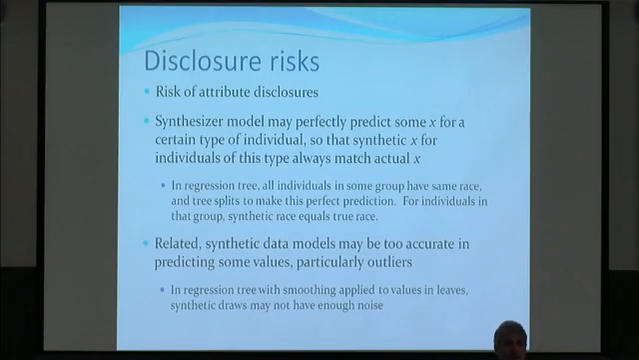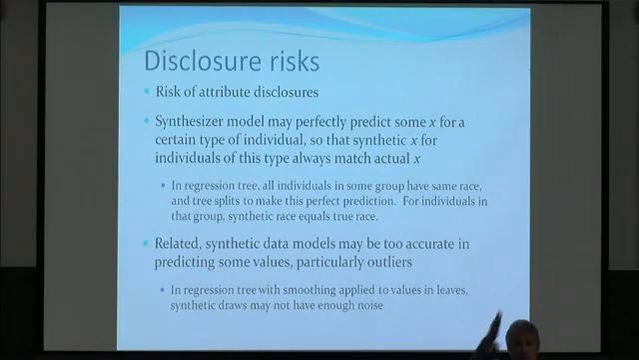Okay? The idea, though, is that if everybody with a particular set of predictor characteristics has the exact same X, the tree will also generate that exact same X. And so that could be a disclosure. Okay? Related, there may be some synthetic data models that are sort of too accurate in predicting values. So they get it right there. Okay? And again, the trees are a nice example of that.